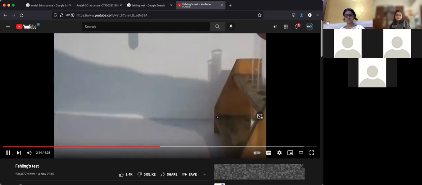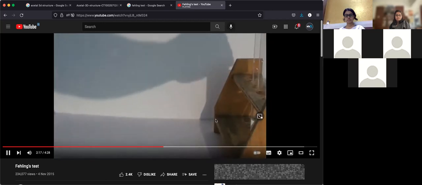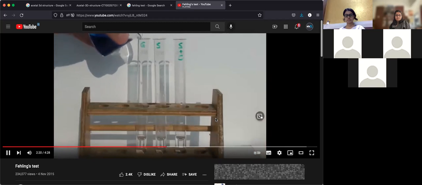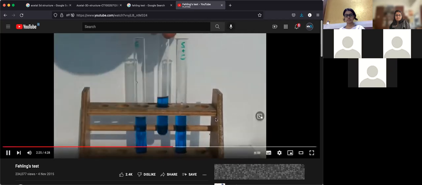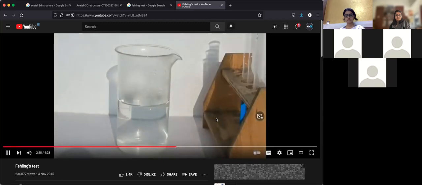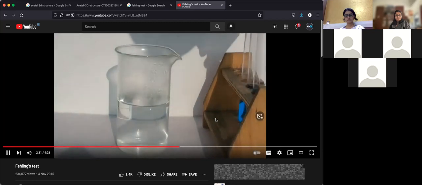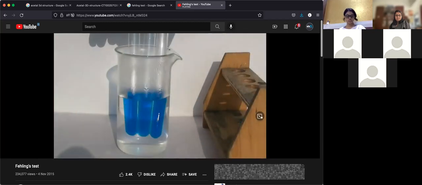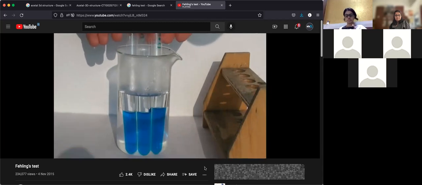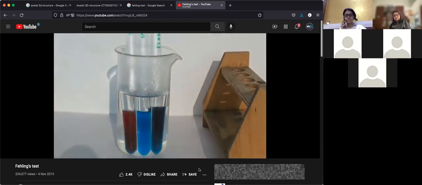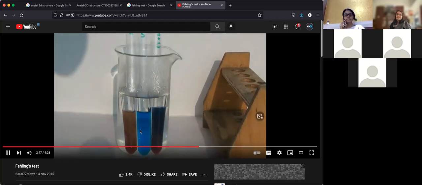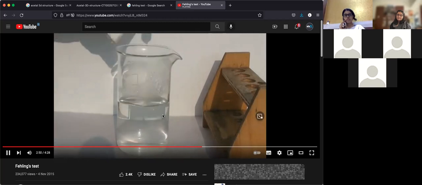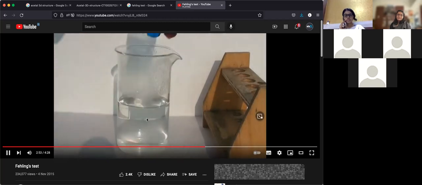Then the sample can be removed from the water bath. When it has cooled down, the Fehling's reagent is added. Now all the samples are heated in a beaker with hot water. A positive result is indicated by a precipitate of copper(I) oxide that can exhibit different colors. You can see there's an immediate change in the color as soon as it is put in. At the end, all samples can be removed from the water bath.